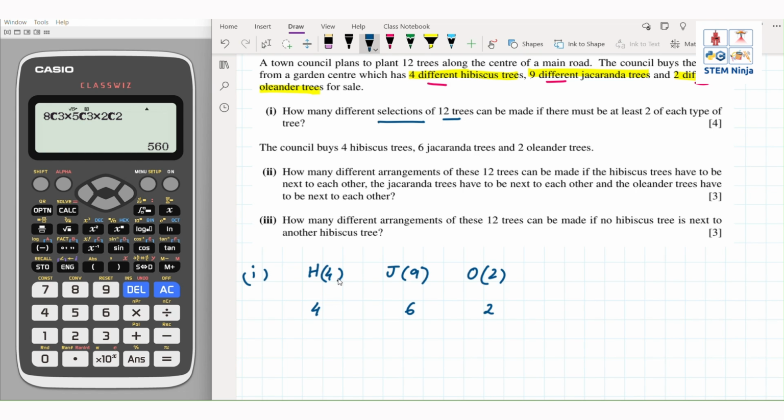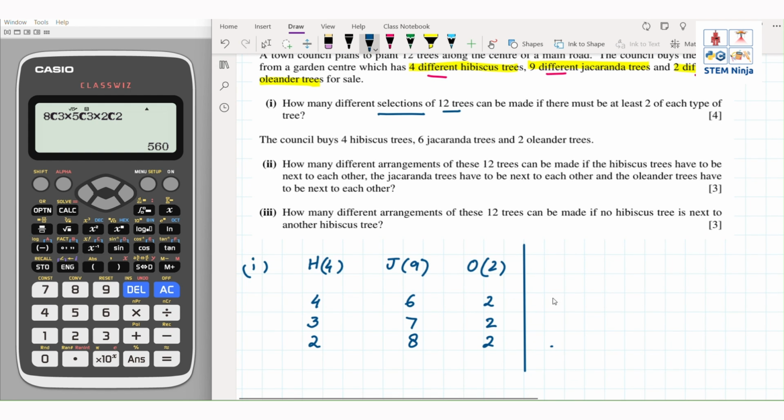Okay, so we just have 4 hibiscus trees, so we can go down. So let's say we reduce 1 hibiscus, add 1 jacaranda, keep oleander 2. Similarly, 2, 8, 2. And we cannot go further beyond this because we need at least 2 in each one. All right, so these are the combinations that we can make over here.